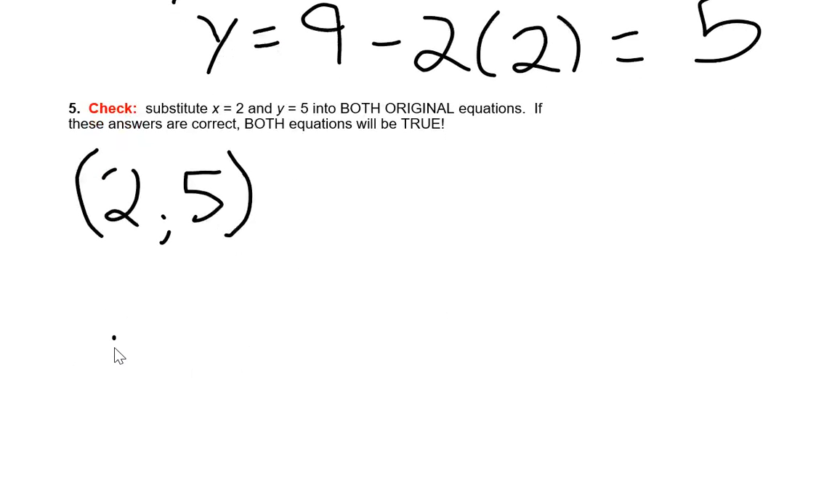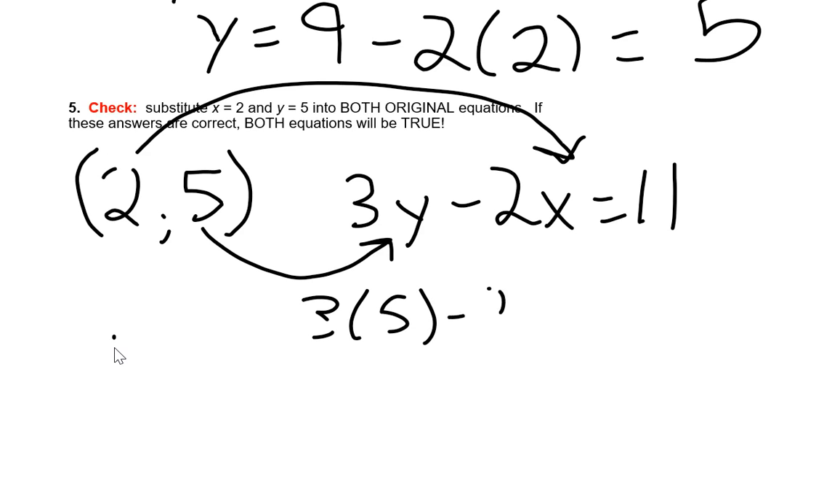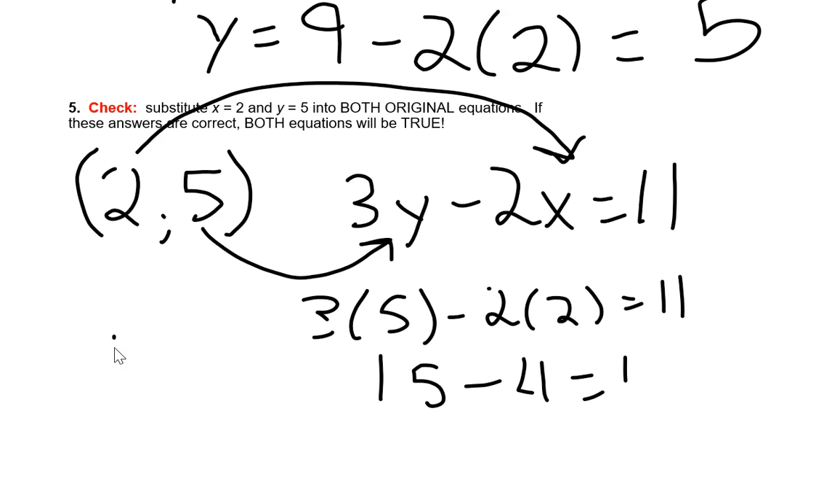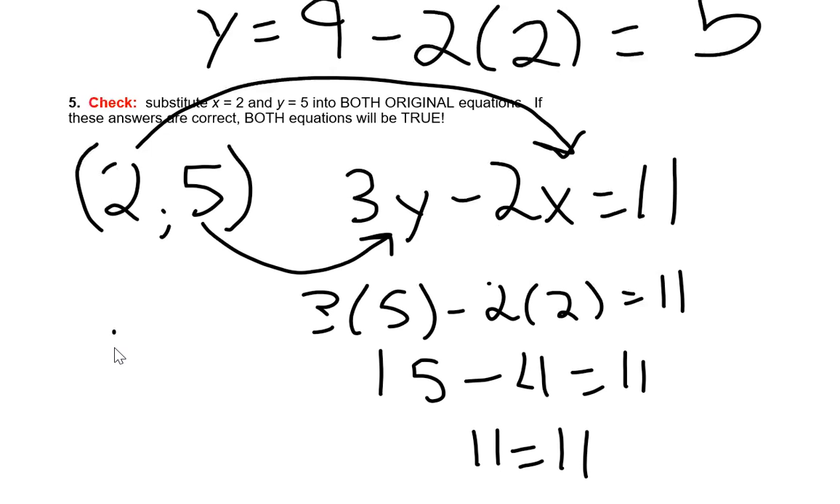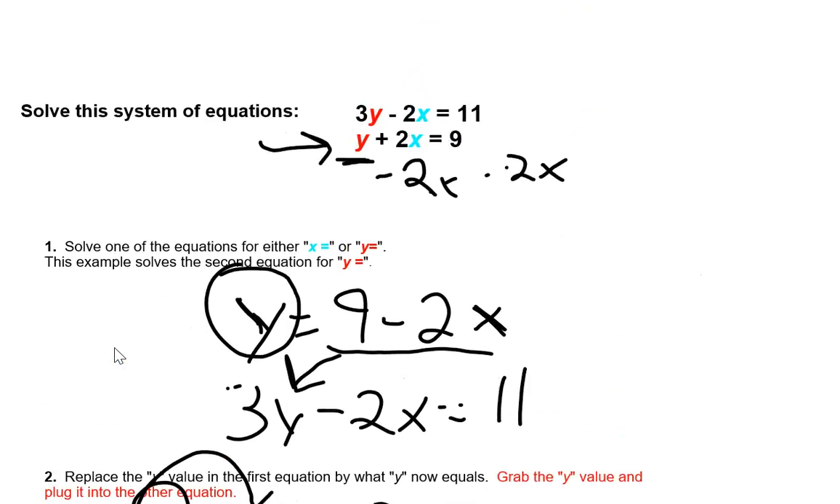So let's write that down. 3y minus 2x equals 11. If I plug in my x and my y values to check this, I'll plug in 2 for x, 5 for y. I will get 3 times 5 minus 2 times 2 equals 11. 15 minus 4 equals 11. I'll get a true statement here: 11 equals 11. So I know if I plug them into the first original equation, I've got a true statement.